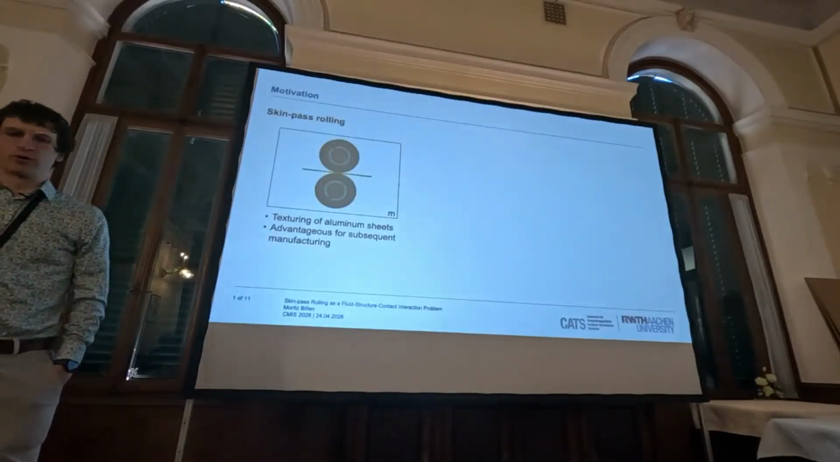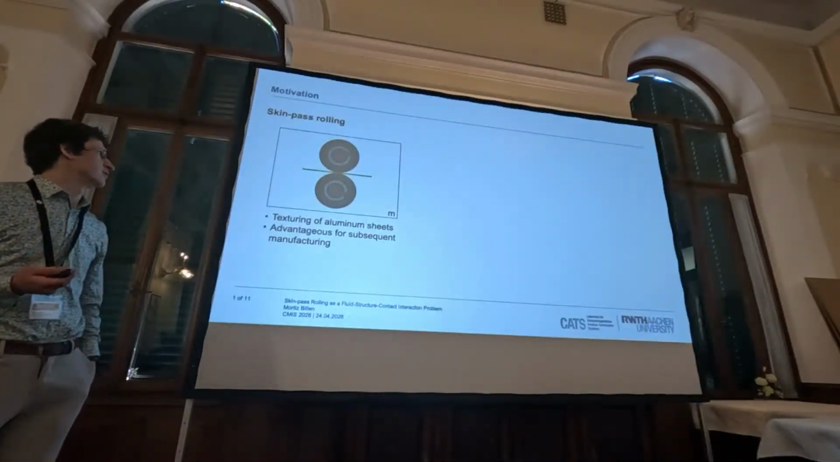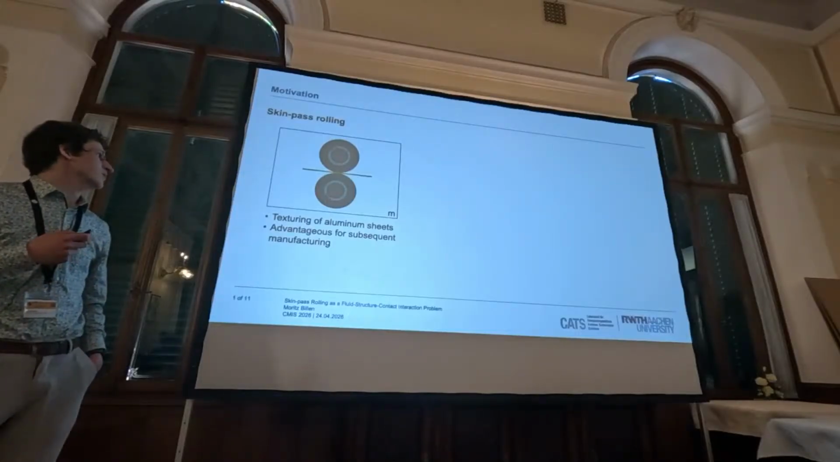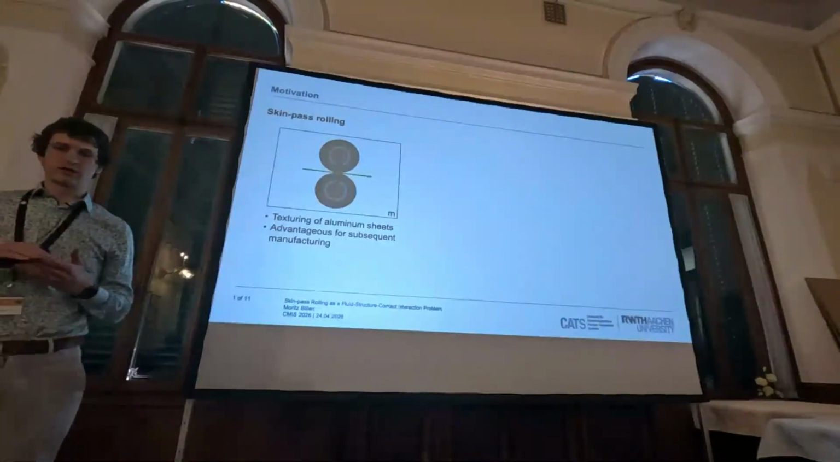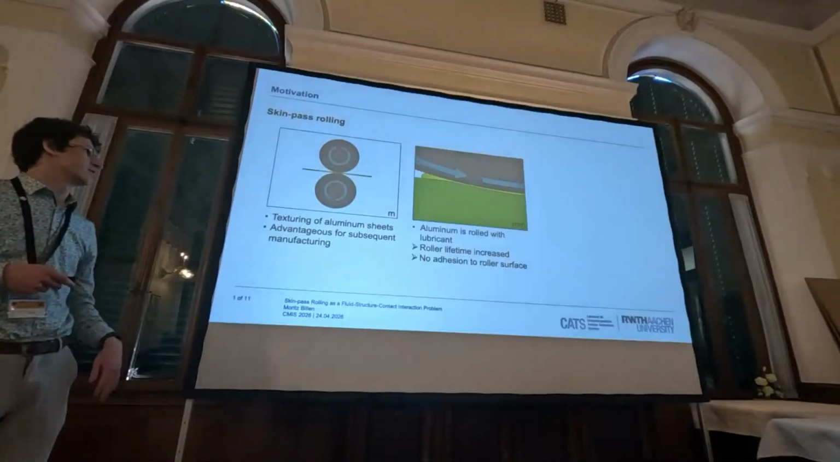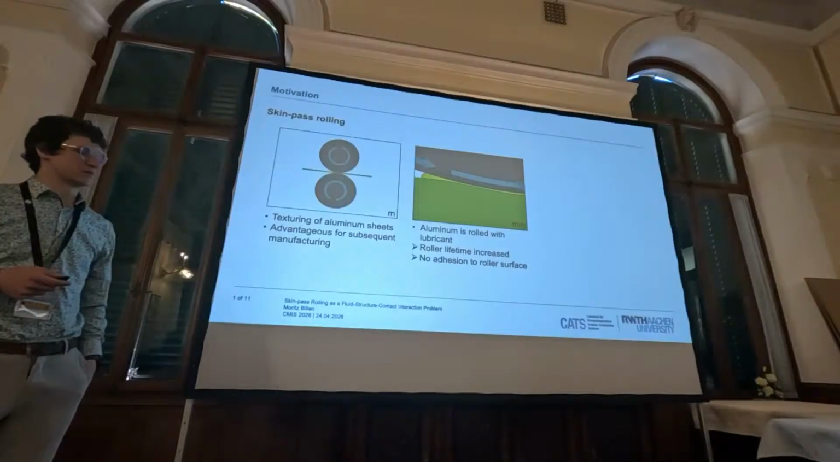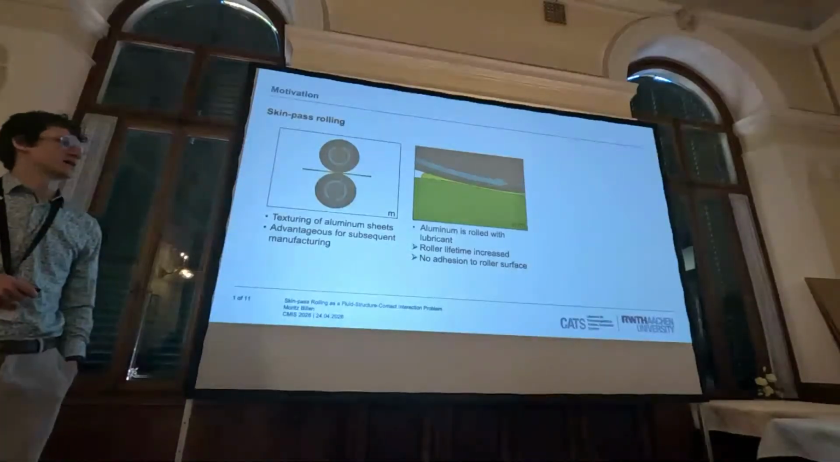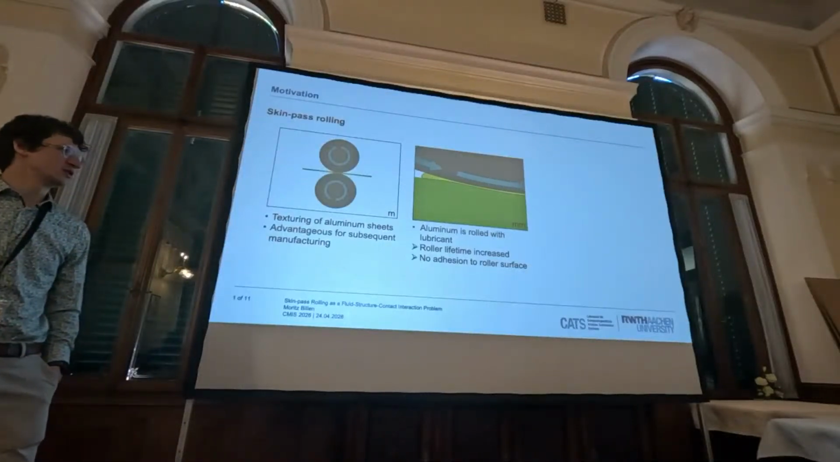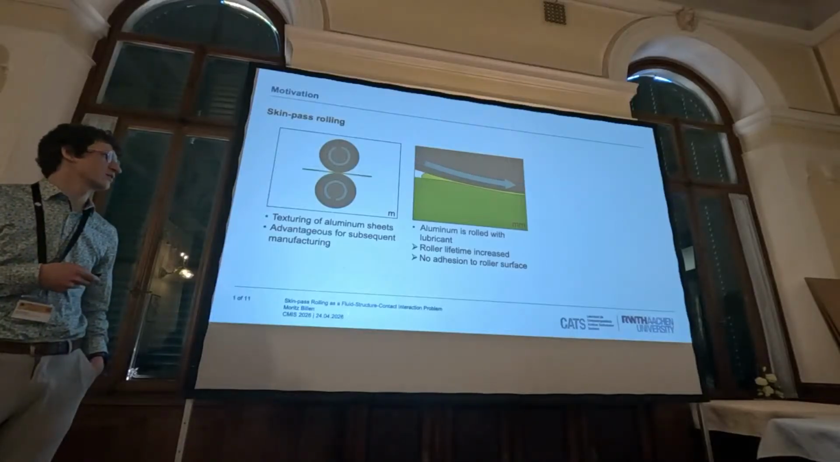And first, I want to start with what is actually skin pass rolling. Skin pass rolling is the last step in manufacturing aluminum sheeting. The idea is that we have a surface texture on the roller, and we want to imprint this texture on the worksheet for subsequent manufacturing processes. If we move one step closer to the contact, we see that there's a lubricant inside this contact interface, and this is used to reduce adhesion to the roller surface and therefore increase the roller lifetime.